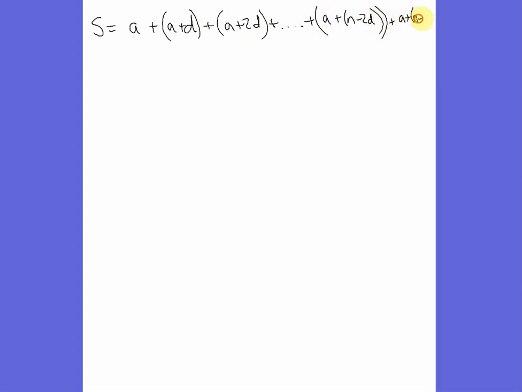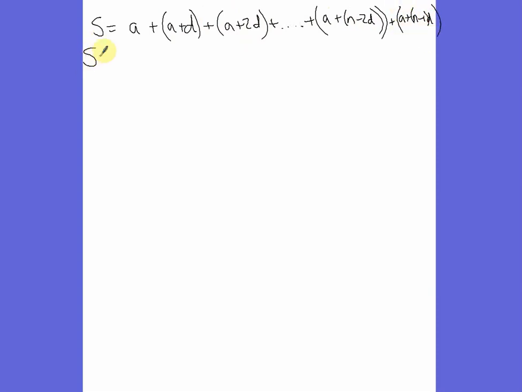Okay, so the sum would be a plus d. I'm going to put that in brackets so it's a bit clearer to see. Then we have a plus 2d, and this is going to continue on until we get to the penultimate one, which is a plus (n minus 2)d. Put a big bracket around that, and a plus (n minus 1)d.